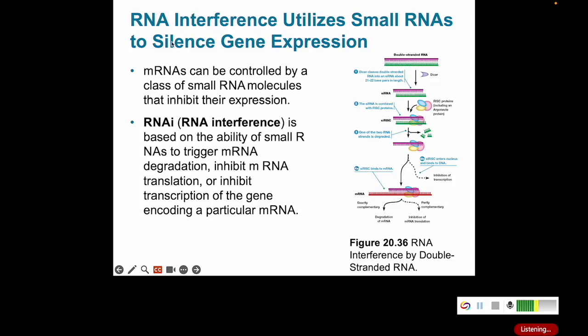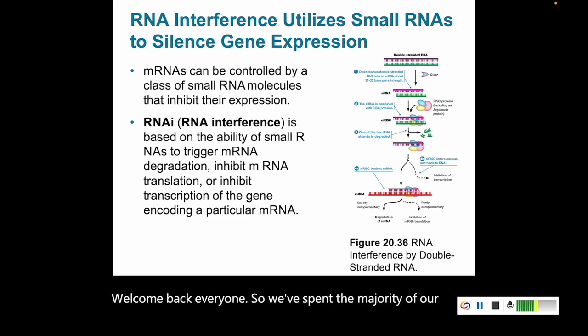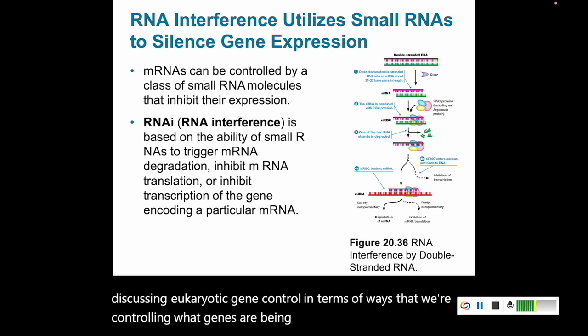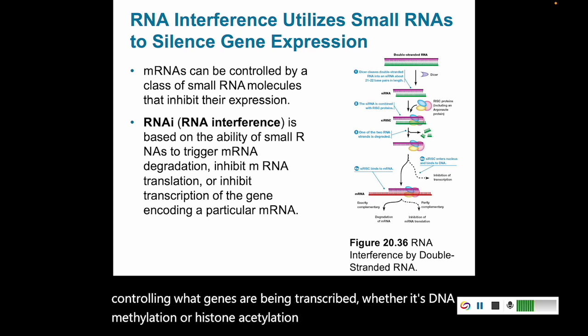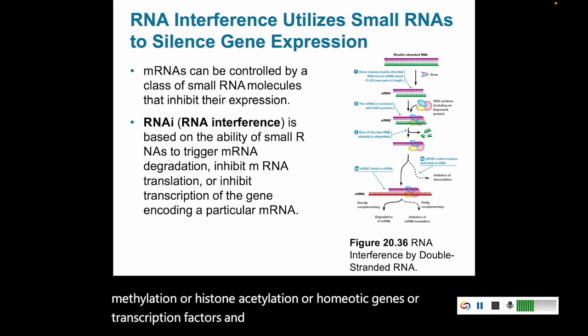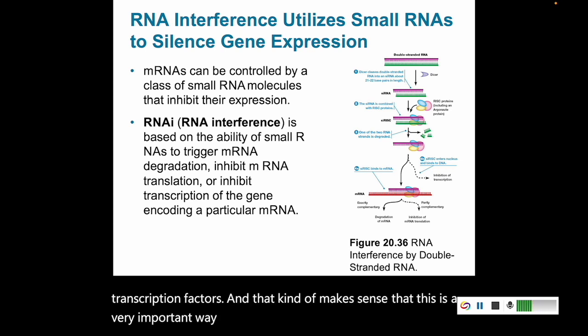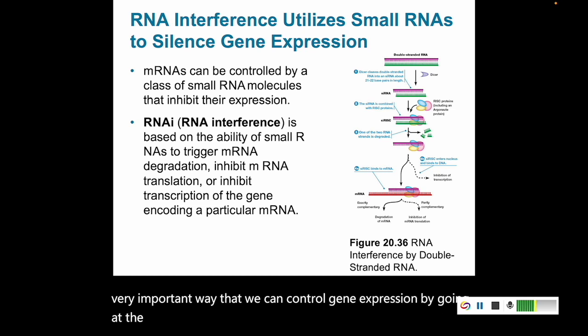Welcome back, everyone. So, we've spent the majority of our time discussing eukaryotic gene control in terms of ways that we're controlling what genes are being transcribed, whether it's DNA methylation or histone acetylation or homeotic genes or transcription factors. And that kind of makes sense that this is a very important way that we can control gene expression by going at the start from making those genes being transcribed or not.